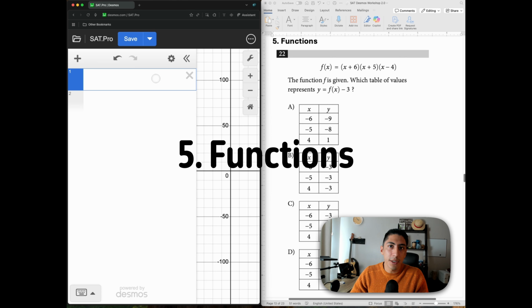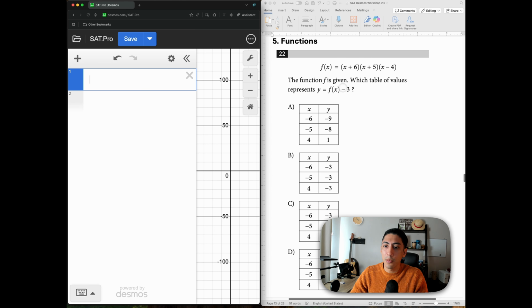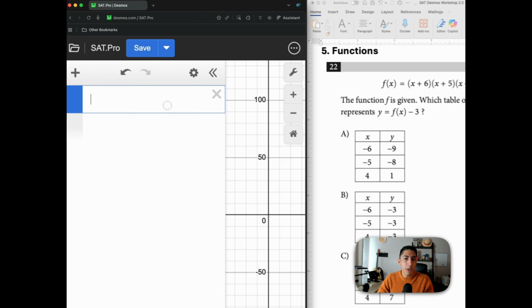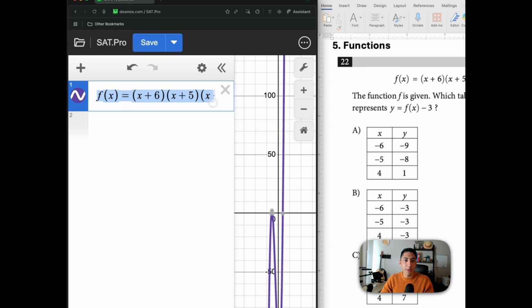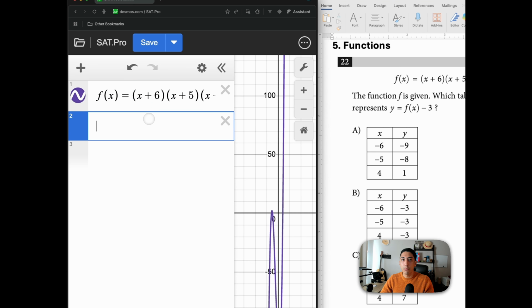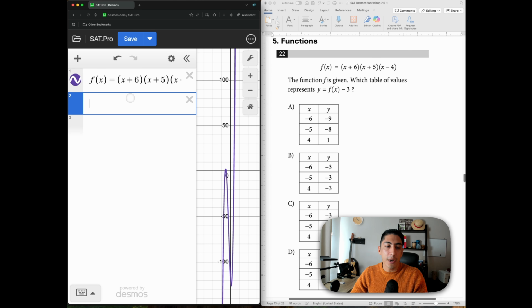This is really handy, especially if you look at this and you go, whoa, what is this showing me? How am I supposed to move this down 3? Let's take a look. First thing I'm going to do is simply define my function. I put f of x equals all of this. What that will do is allow me to change things or plug in values for x by simply putting in a number there.